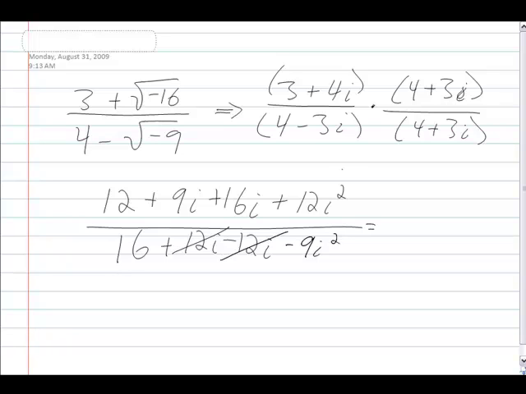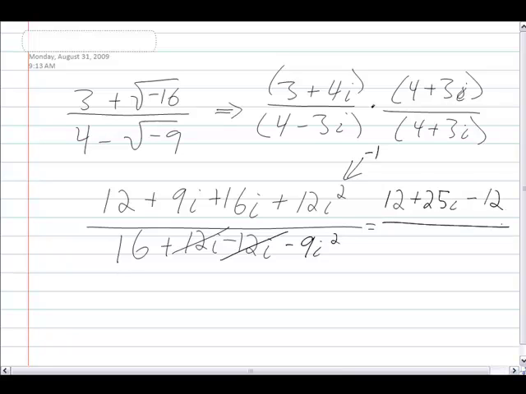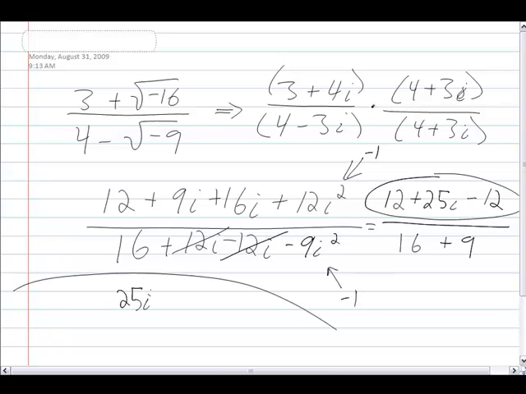So now on the top, substituting a negative 1 for i squared, we'll have 12 plus 25i minus 12, divided by, and then the bottom, by substituting a negative 1 for i squared, we'll get 16 plus 9. Now on the top, we have just a 25i. On the bottom, we have a 25. The 25's cancel each other out, and we're left with an i as our final solution.